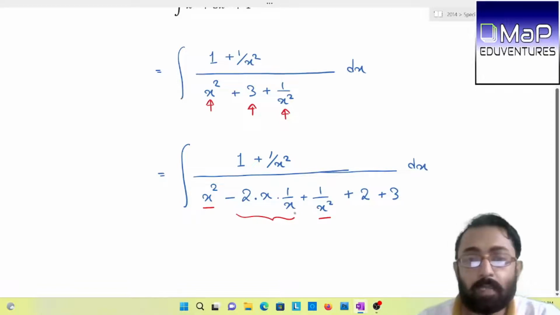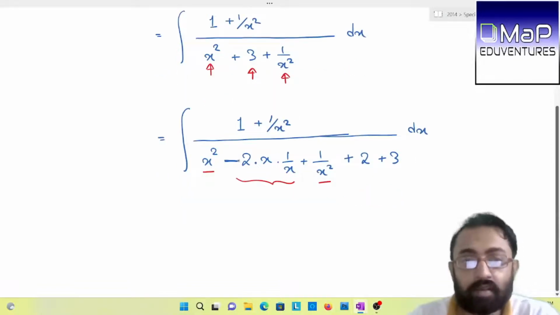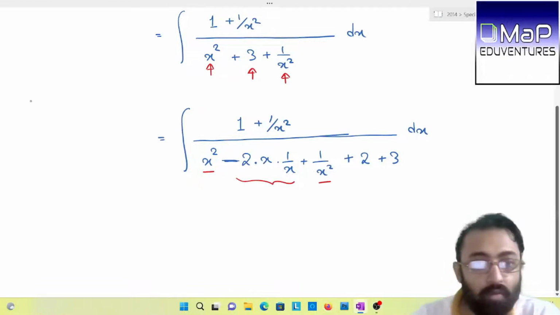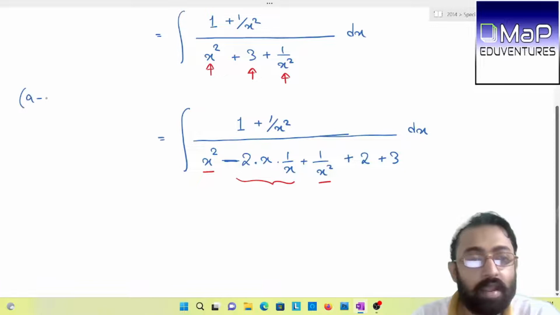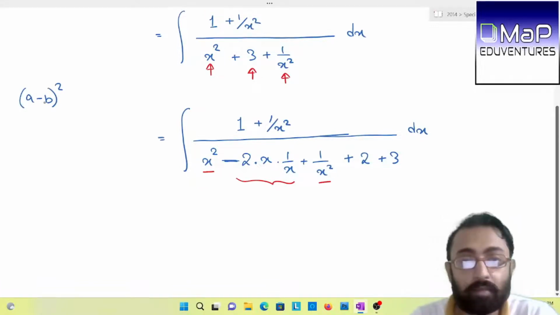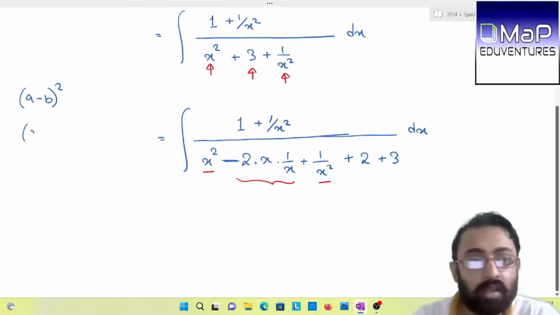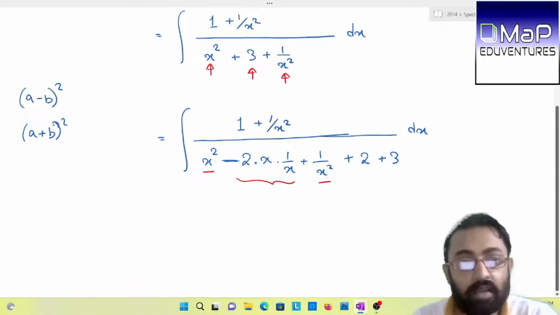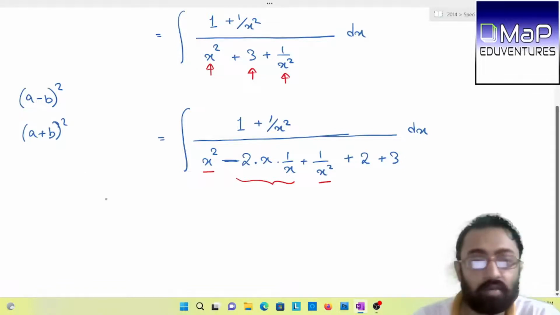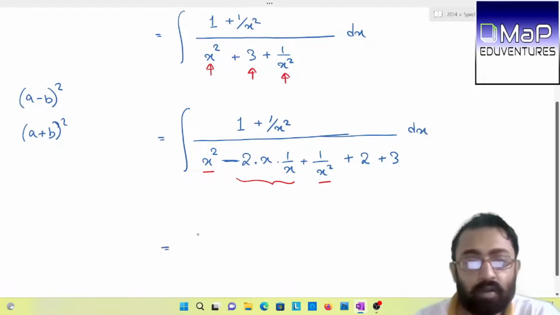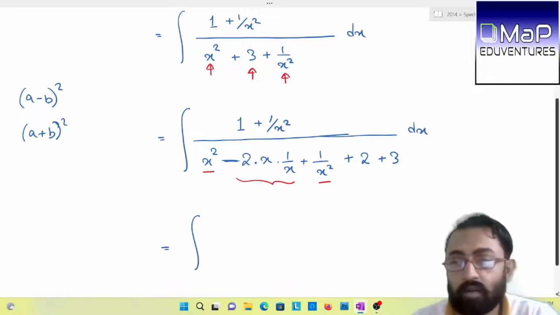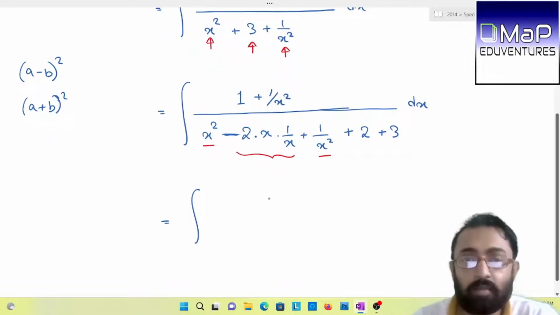Now many of you might be thinking why we have chosen to take a minus sign ahead of 2. With that we will be getting the a minus b whole square form, whereas we could have taken a plus sign which would have given us a plus b whole square. The reason behind it we will come to know later on. Okay, so let us proceed with this, and you will later on come to know why we have taken minus.